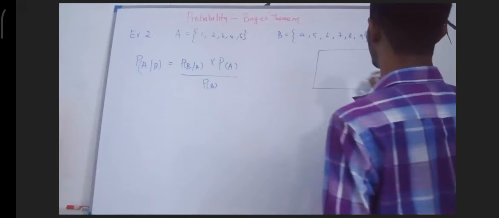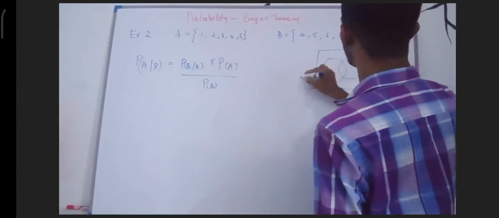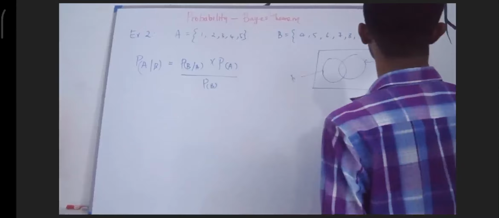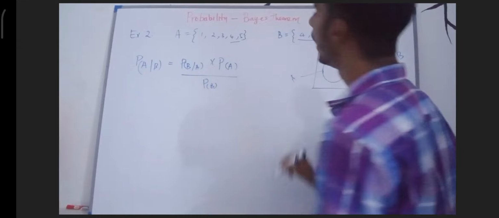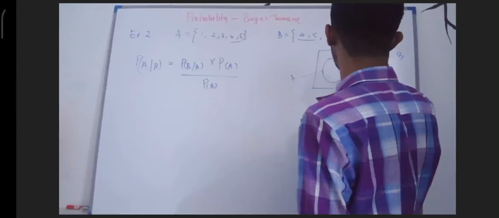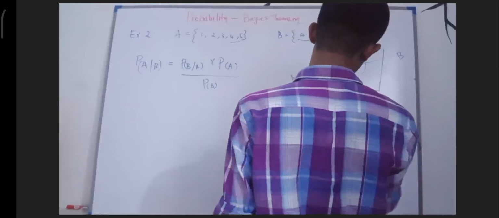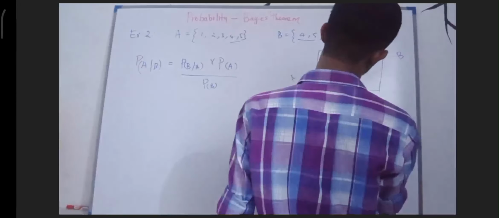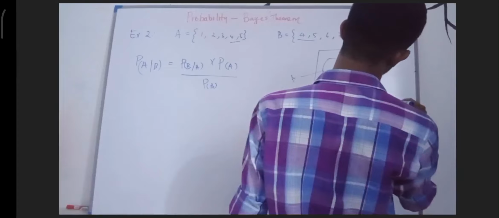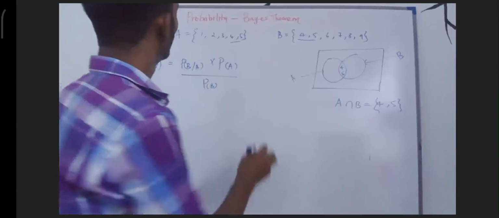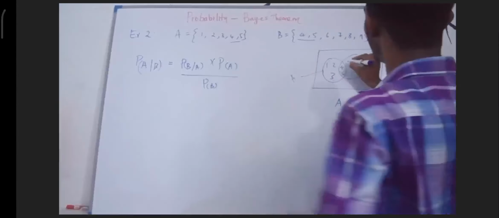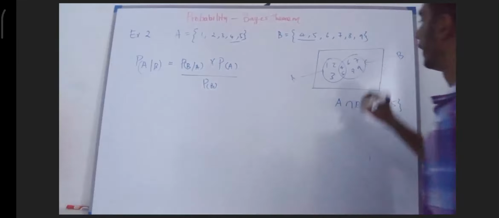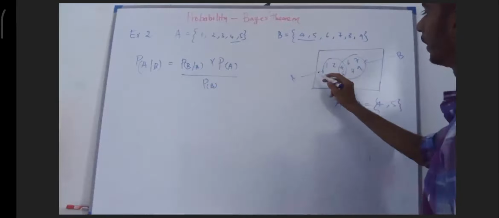Now, let me consider this set. So this is event A and this is event B. Now, these 4 and 5 are common for both events. So probability of A intersection B is equal to 4, 5. Now A has the elements 1, 2, 3, 4, 5, and B has the elements 4, 5, 6, 7, 8, and 9. Now I'm going to separately find out the probabilities of A and B.